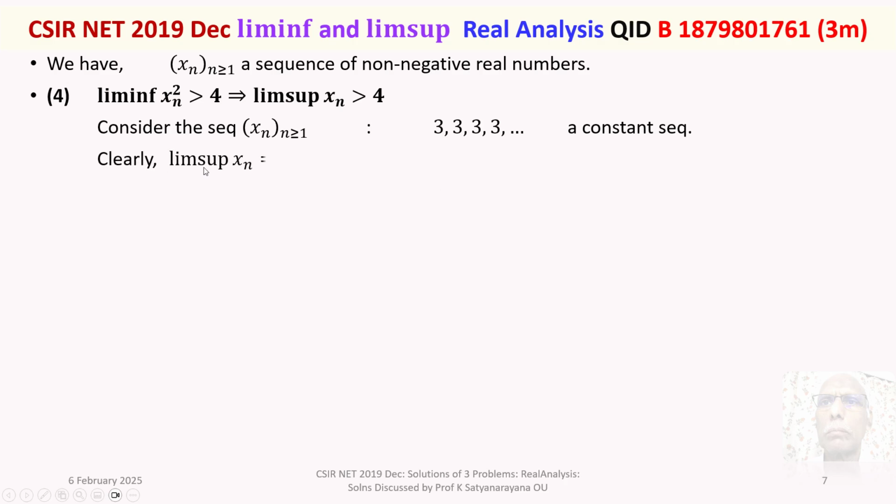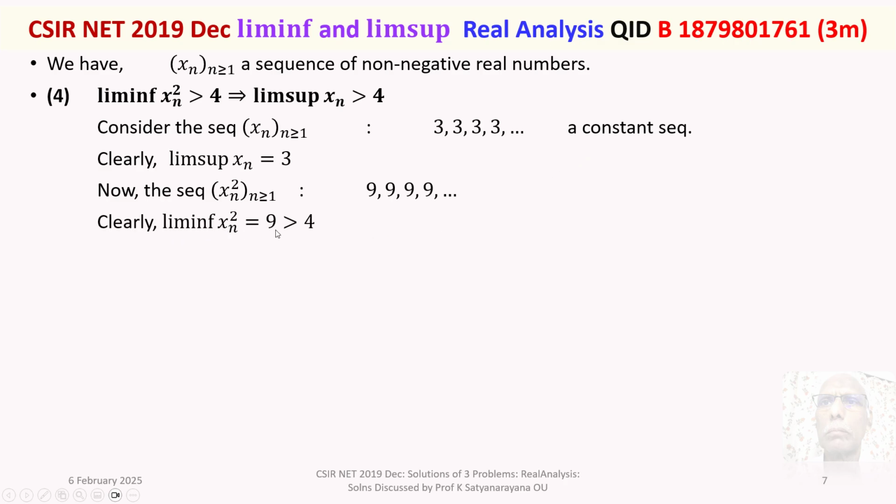Clearly, the limit superior of xn is 3. It's a constant sequence. And now the sequence xn square is 9, 9, 9, 9, etc. And clearly, the limit inferior of xn square is 9, which is greater than 4.